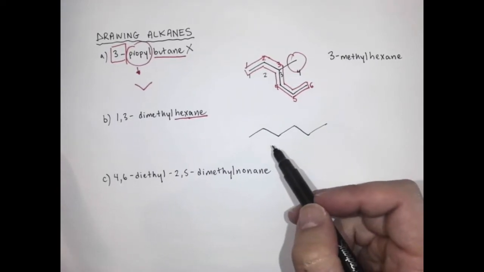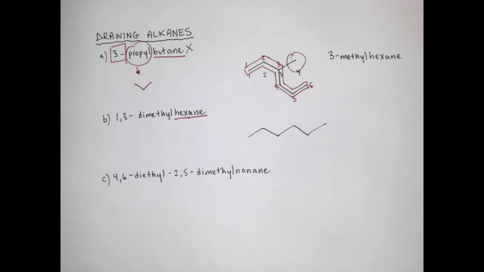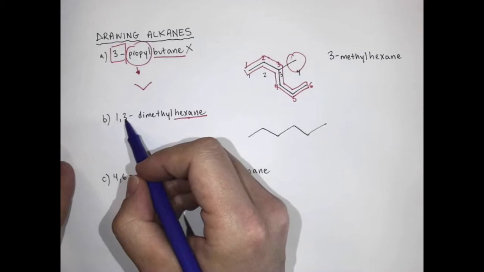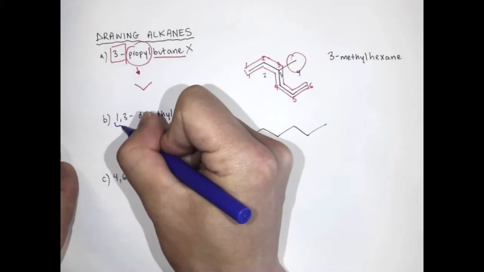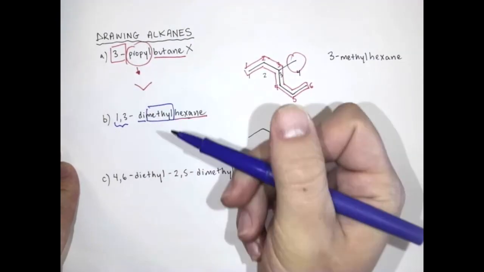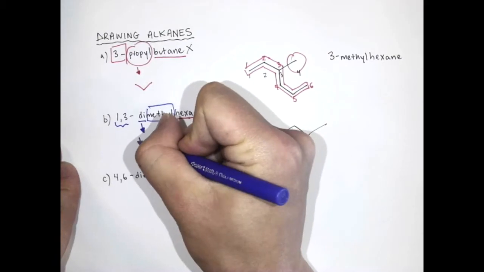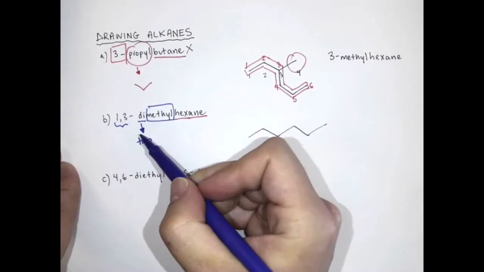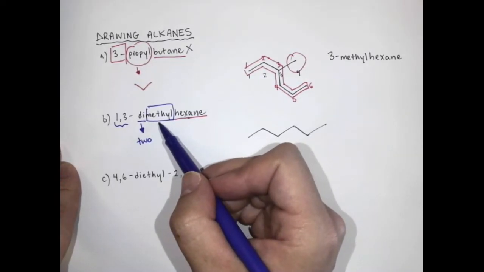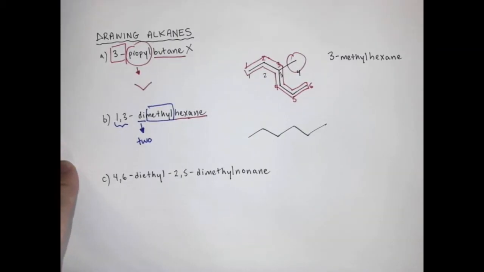So there's my main chain, and then here's the new thing that I didn't go over in previous videos. I have 1, 3, so I've got two numbers beside each other, and then I have dimethyl. So di tells me that there's two methyl groups, and the two methyl groups are located at carbon number 1 and carbon number 3.